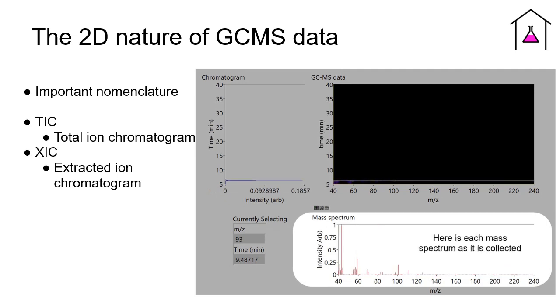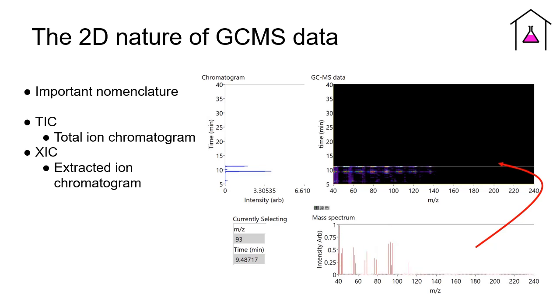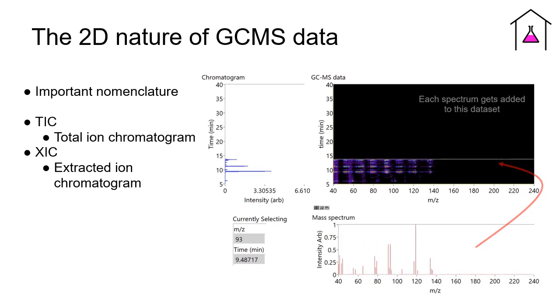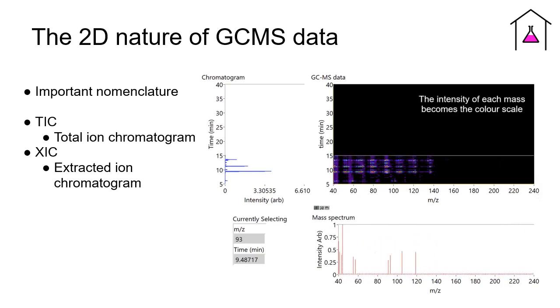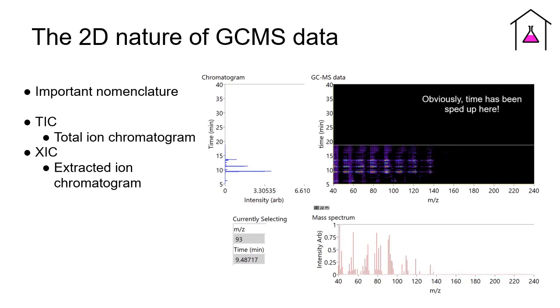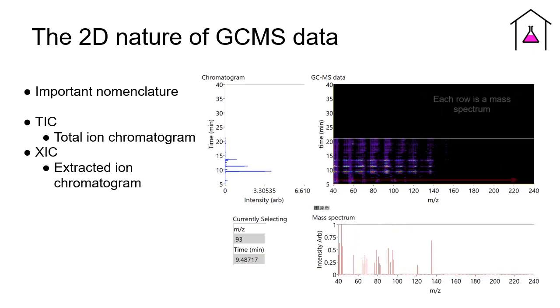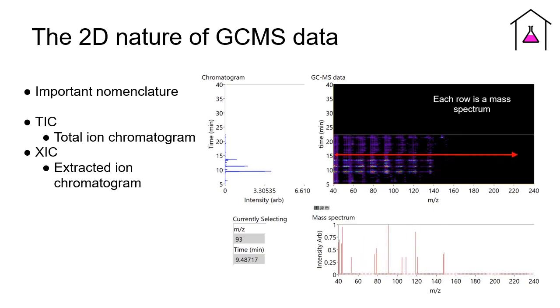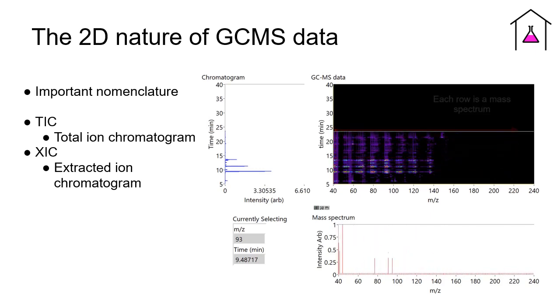During an analytical run, the instrument is collecting one mass spectrum after another, and this display shows the data as it's collected. And once it's collected, each mass spectrum is added to a table. In this particular view, the most intense peaks are shown as red or white dots. So in this dataset, each row corresponds to the mass spectrum that was recorded at a particular time in the chromatogram.